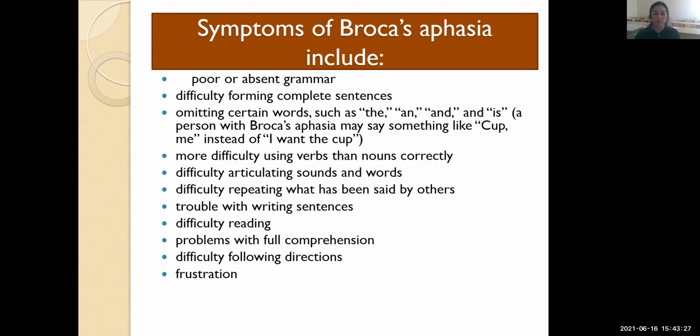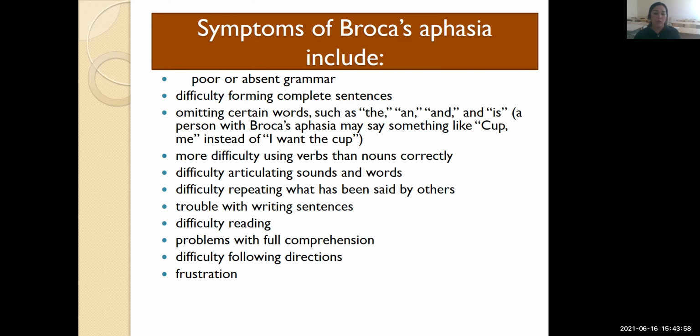The next one is problem with full comprehension. Sometimes when you say anything, it is difficult for them to understand what you are saying. That's why it is difficult for them to catch the meaning of your sentence. That's why if you face this kind of people, you should be short and simple. Then it will be understandable for them.